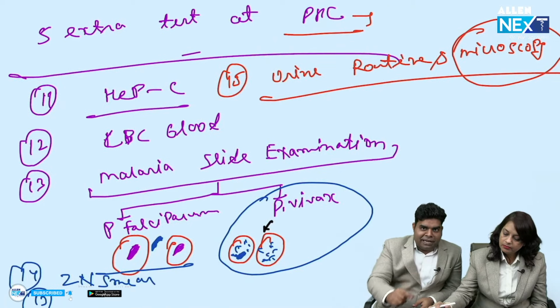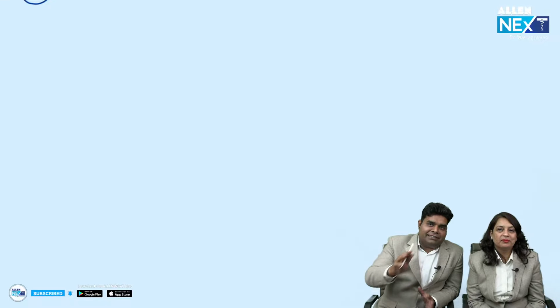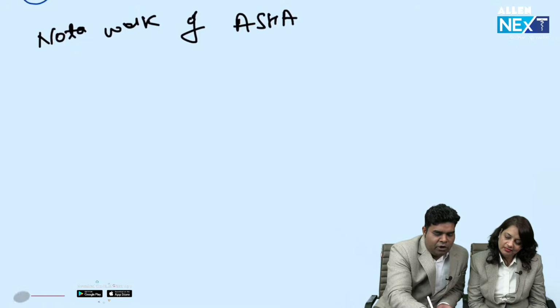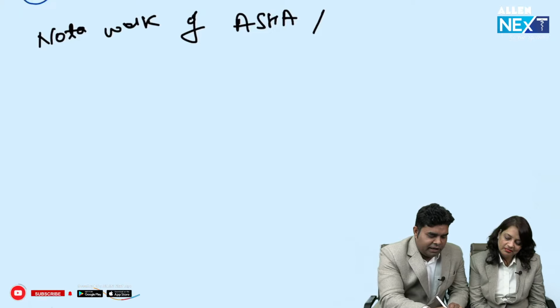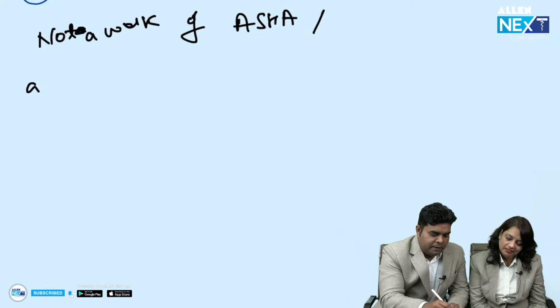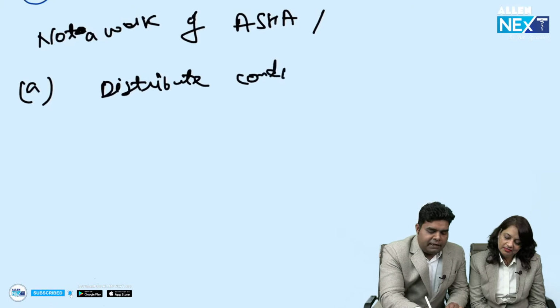Okay. One question has come in PSM, ma'am. I would like to ask it from you also. Question was, does ASHA distribute condoms? Yes or no? Multiple works of ASHA were given. One work, which of the following is not a work of ASHA, they write. Similarly, they can also ask ASHA or Anganwadi worker. So which is not a work of ASHA or Anganwadi worker? Option A was distribute condom. Option B was give vaccine.